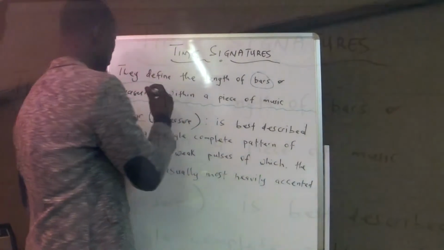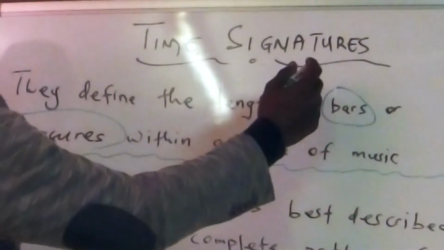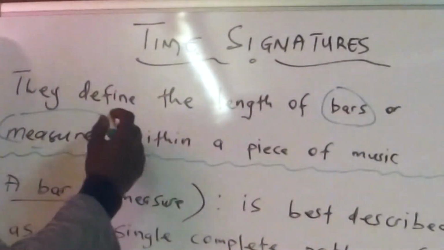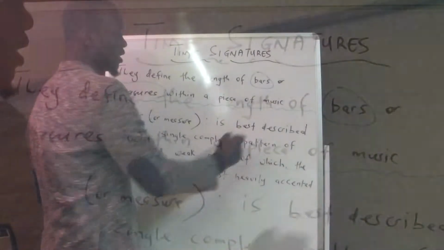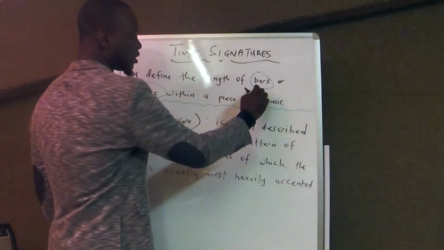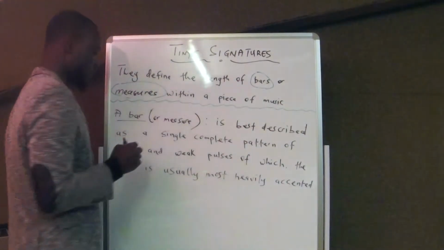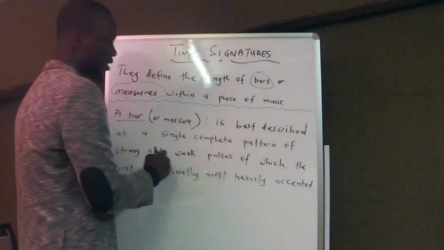So let's go straight to the point. What is a time signature? Time signatures define the length of bars or measures within a piece of music. And if you don't understand what a bar or measure is, then a definition is here for you.